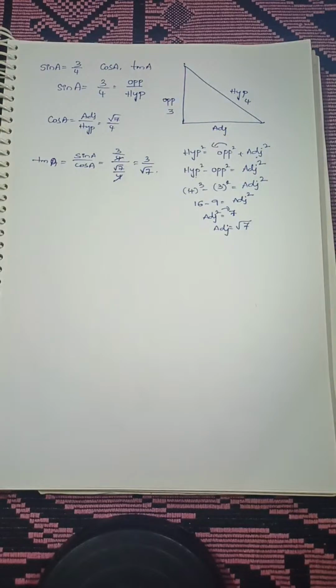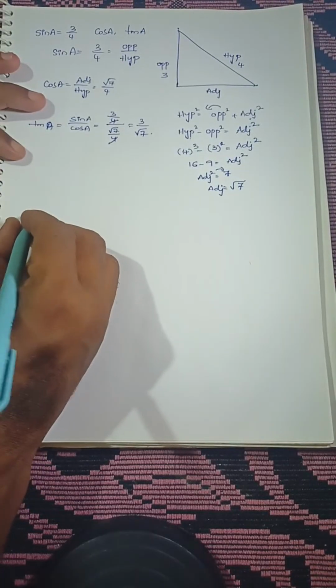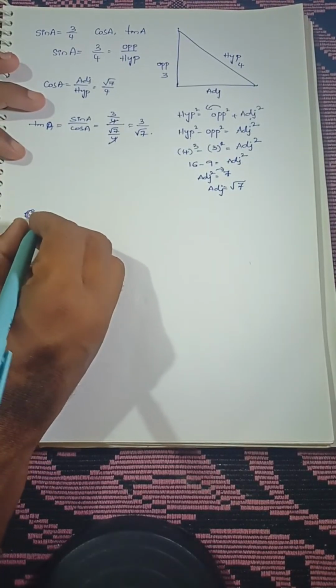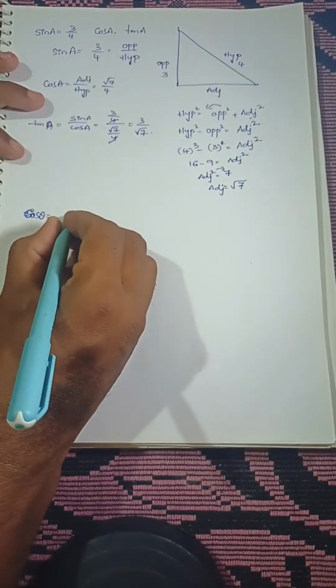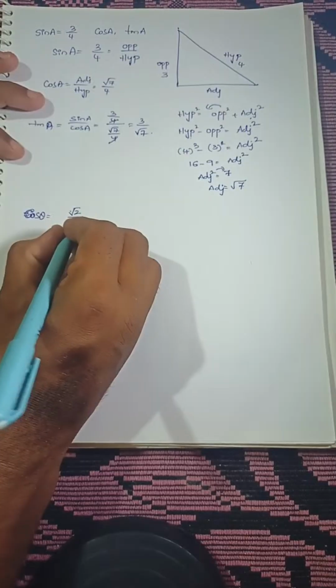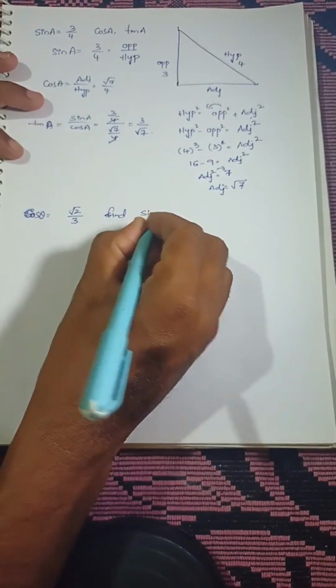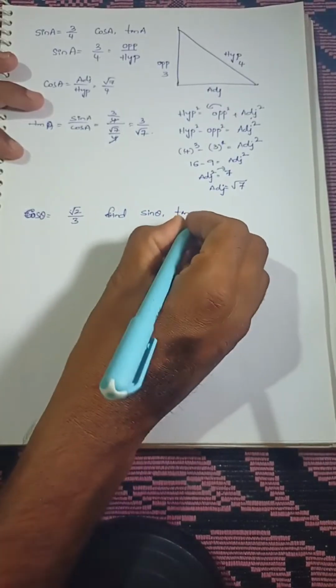Yes, now I'll explain one more problem. Please keep in your mind, which is important. Now see, if you know, you do the problem. Otherwise, please do the concept. Cos theta value is root 2/3. Then find sin theta, tan theta.